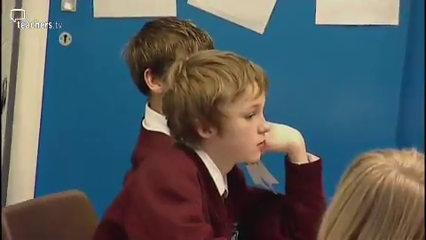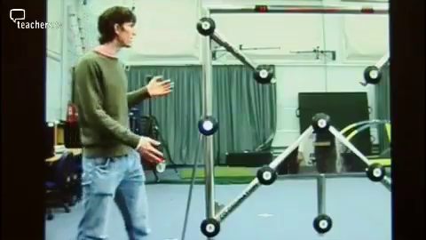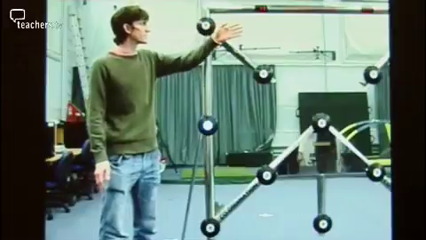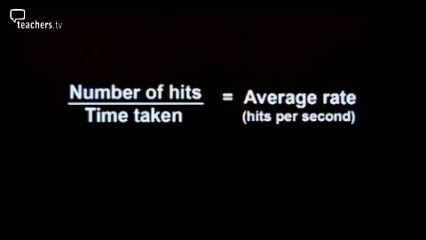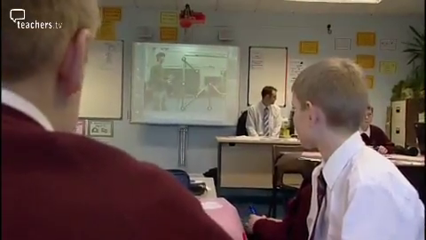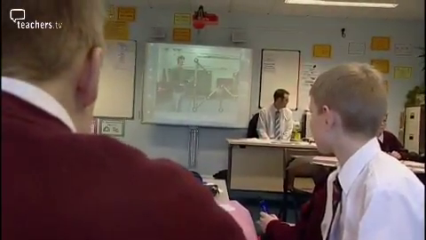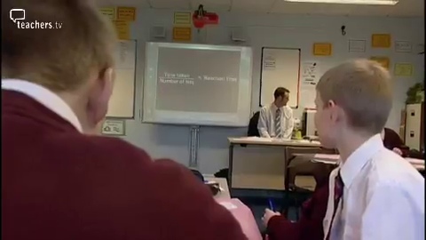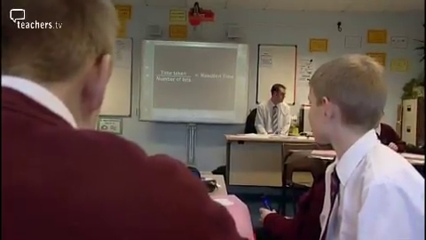There are 2 scores that we can get from this piece of equipment. If we divide the number of hits by the time taken, then we get the average rate, so the number of buttons you hit per second. But we can also calculate how long it takes to hit each button, which is reaction time. To do this, we take the time and divide that by the number of hits.